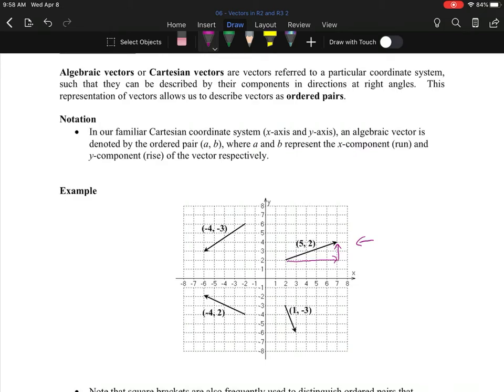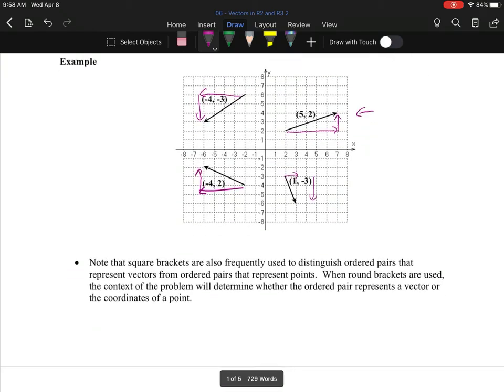And so this vector here goes left 4, so we've got -4, and then it goes down 3, which is -3. This one here, left 4, -4 on the x, and then 2 on the y, so it goes up 2. And this one here, 1 on the x, so it goes 1 to the right, and then down 3, so it's 1, -3. An easy way to write vectors as a Cartesian vector with just two coordinates. The coordinates tell you the x and the y.